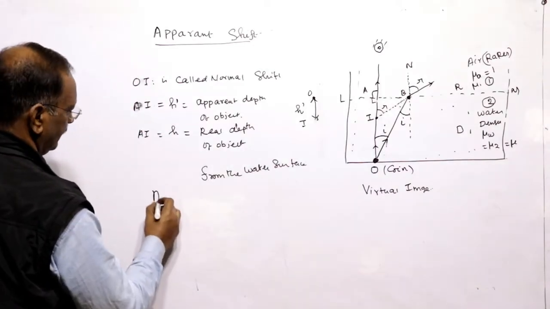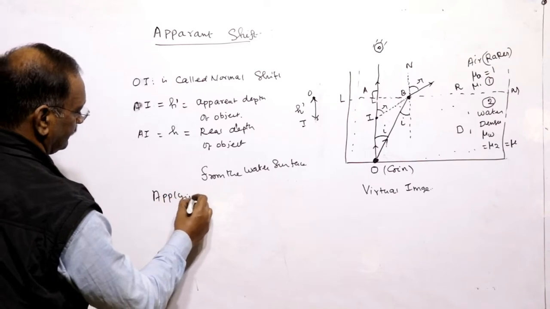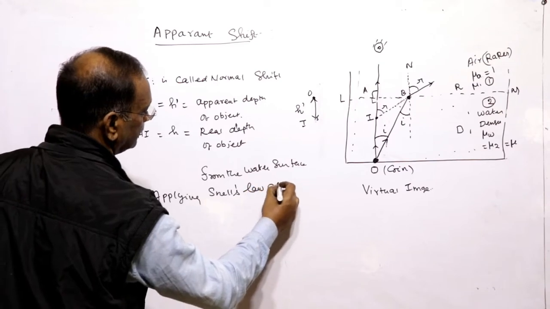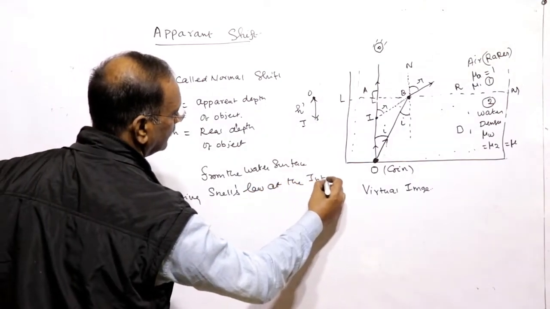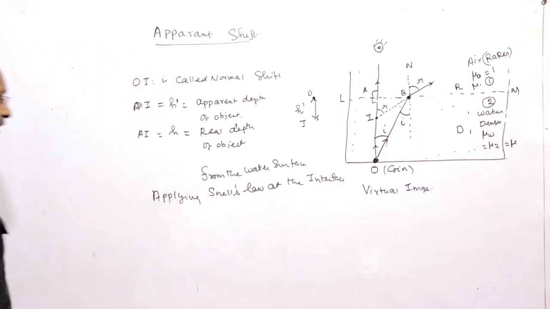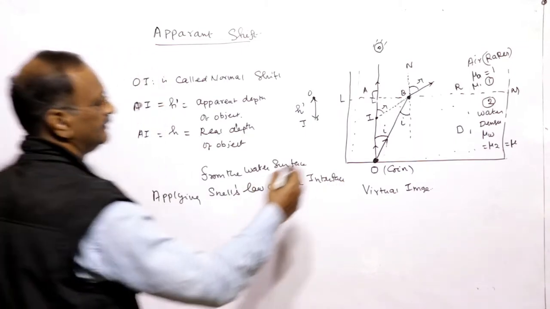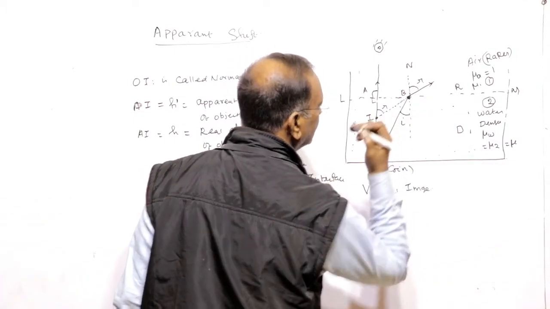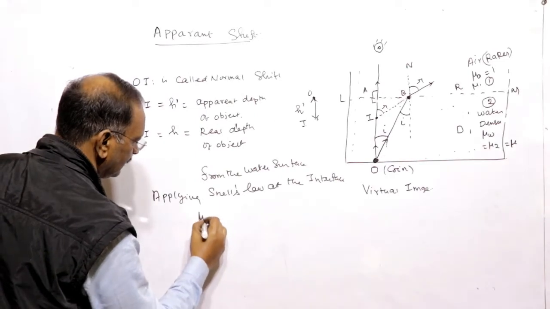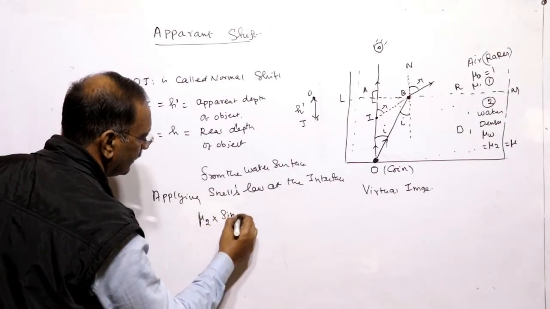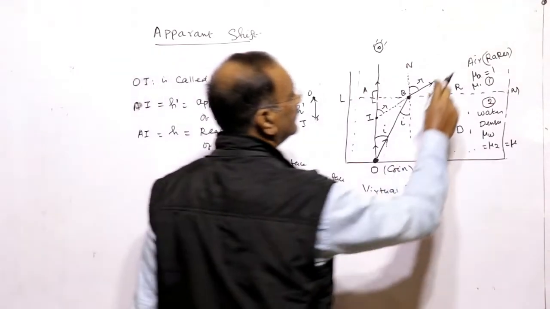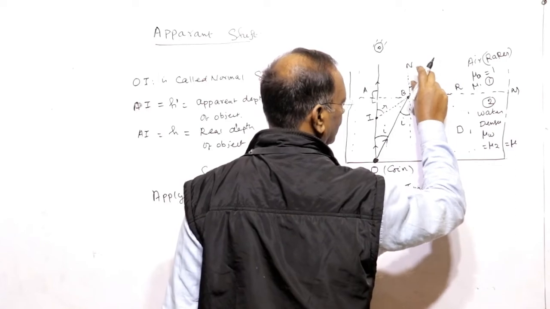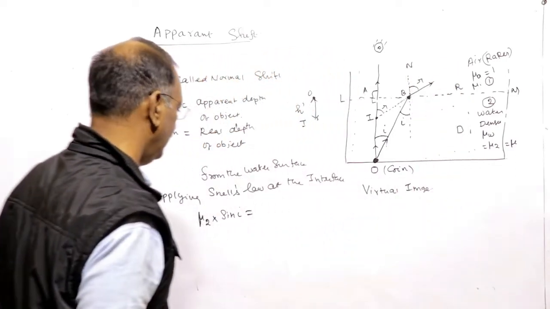We are applying Snell's law at the interface. When Snell's law is applied at the interface at this point, it means this is the denser medium: sine of I into the refractive index of the second medium is equal to sine of R, the angle of refraction, into the refractive index of the air medium.